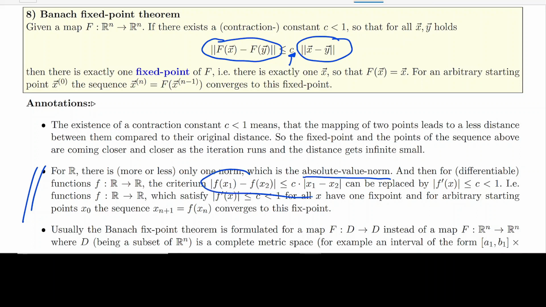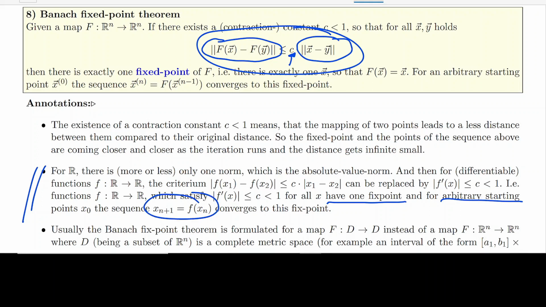And then this property, what is that? Then this can be replaced by the derivative has to be, in absolute value, less or equal to a constant which is less than 1. And if that is true, then it's guaranteed there is one single fixed point, and we can find this single fixed point by starting at some arbitrary starting point, and then iterating that process.